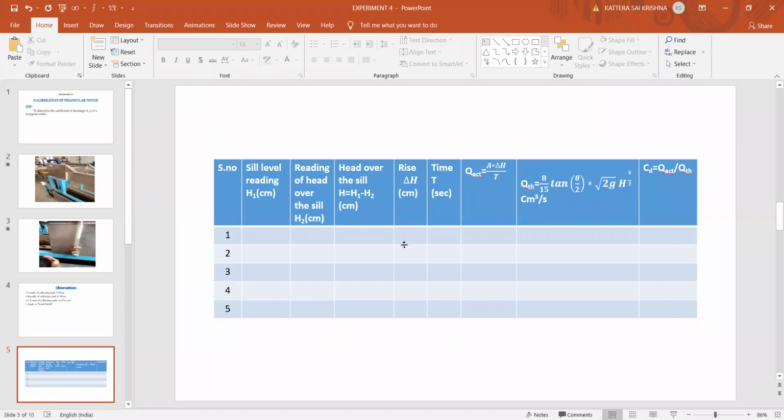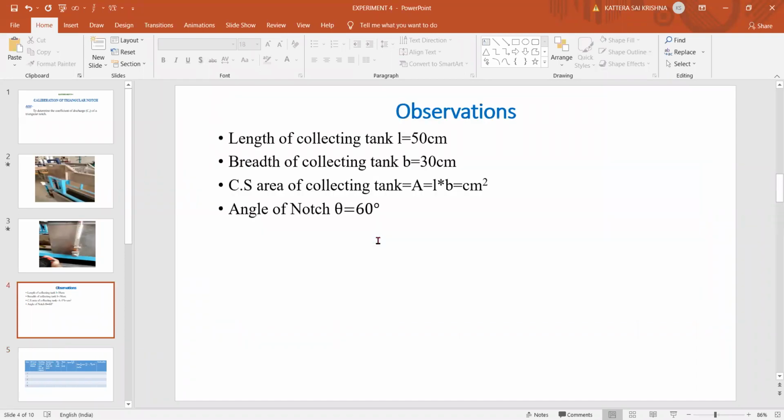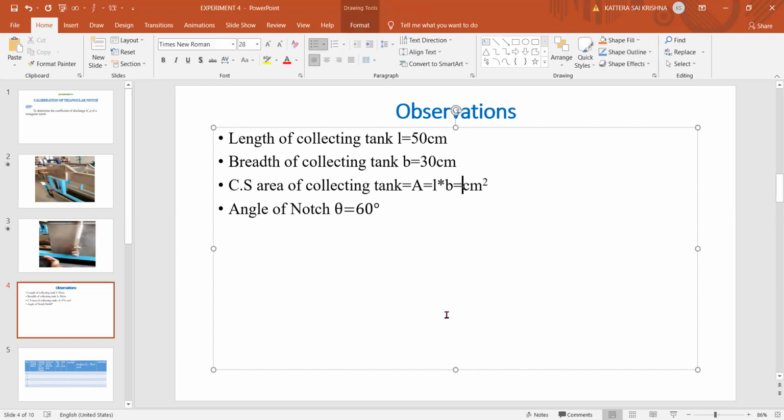Okay. So after writing the tabular column, you can write down these observations. We need to know the area of the collecting tank. For that, we need the length and breadth of the collecting tank. The length is 50 centimeter and the breadth is 30 centimeter. So the cross-sectional area of the collecting tank, A, becomes length into breadth, 50 into 30, that is 1500 centimeters square.